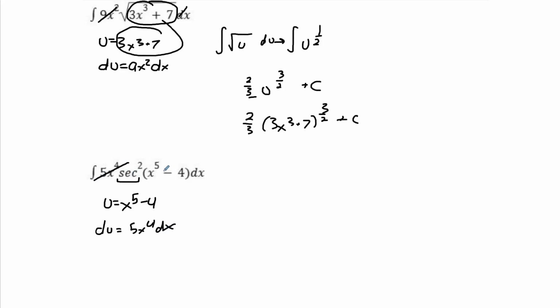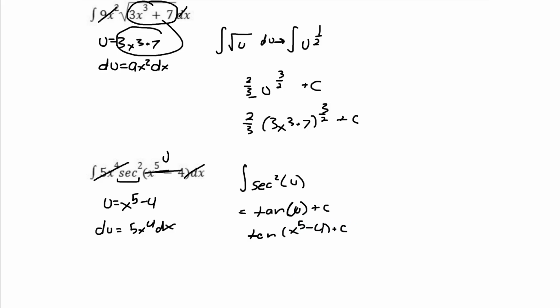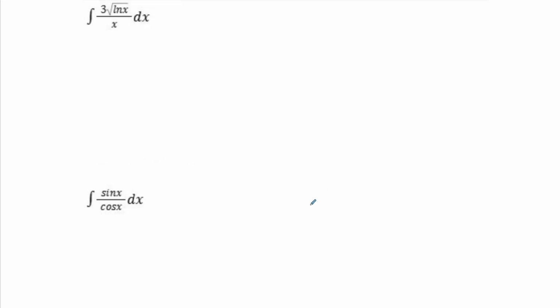So that's going to get rid of all of this, and this is just going to become u. So we're just going to have the integral of secant squared of u, right? And so what would that equal? That would just be tangent of u plus c, right? So this would give us tangent of x to the 5th minus 4 plus c, right? Pretty simple, right? Okay, so let's now take a look at another example here.